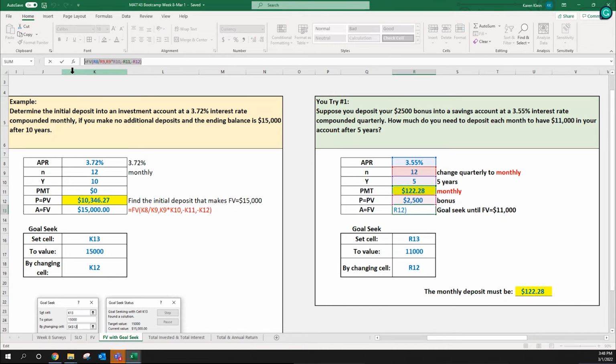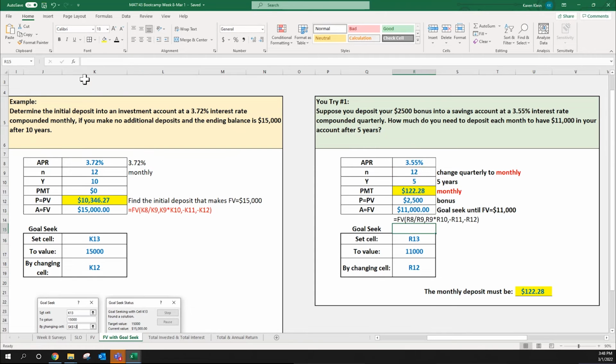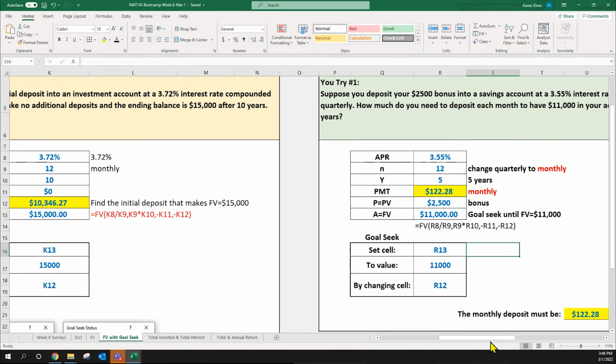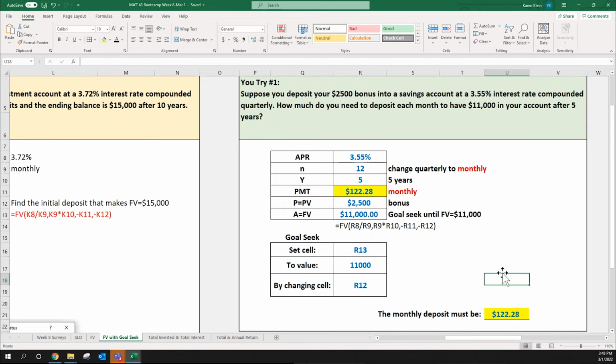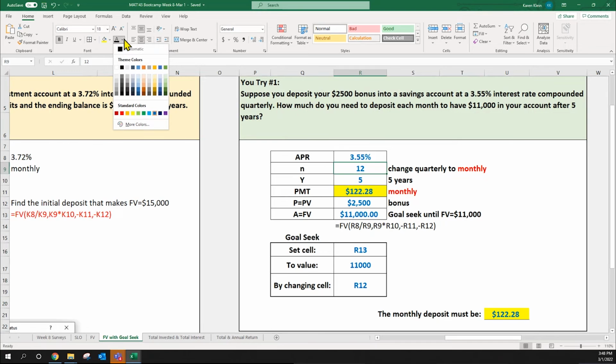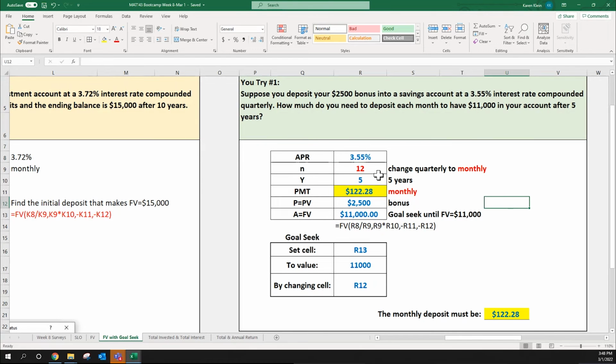So let me just show you the formula behind this one here. So this is the formula that we have in the background. Please note that we did change our end value to be 12 because we were dealing with monthly payments as well. We needed these frequencies to match up. All right, does anybody else have a question about You Try number 1? All right, let's move to You Try number 2.